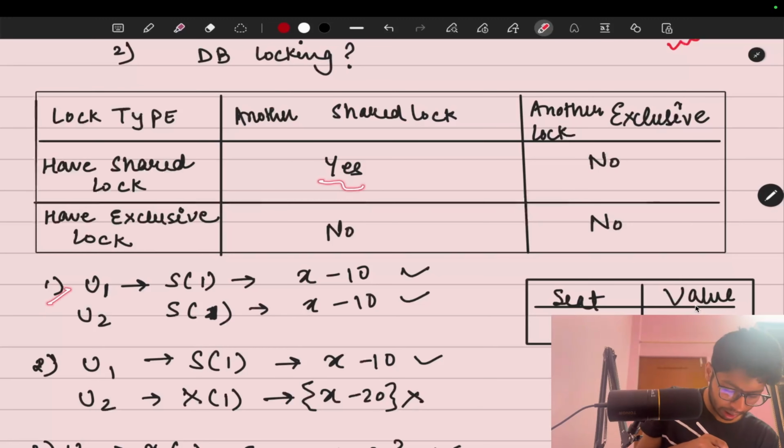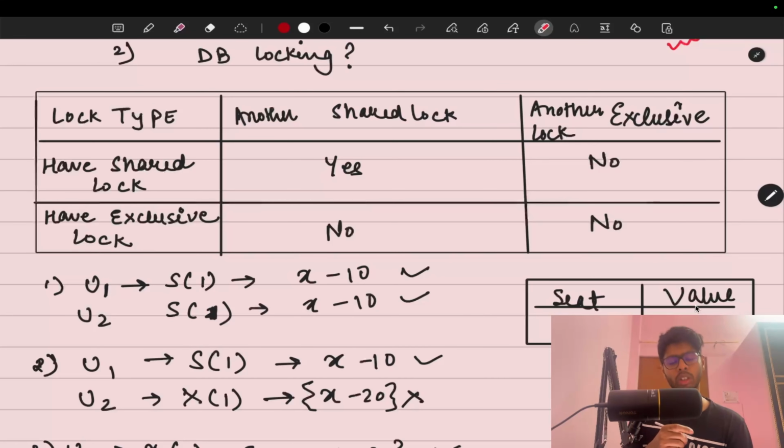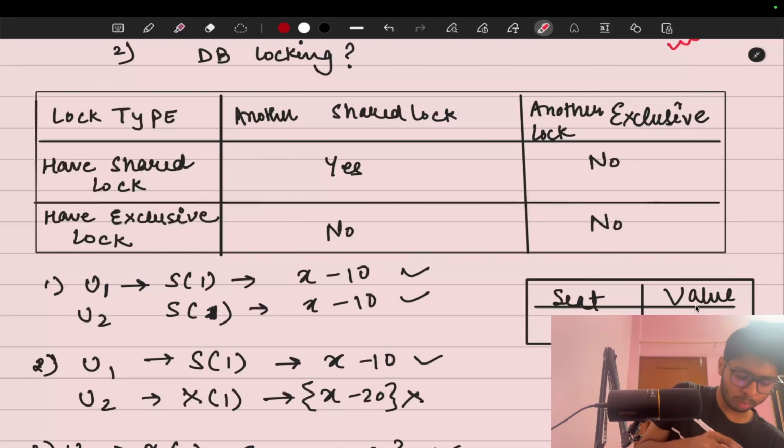There are two users, user 1 and user 2, and they are reading data from the same row S1, and they get the data. The first person gets the data x equals 10, and the second person also reads the same data x equals 10, and hence it is possible that we both can read the data from the same row at the same time.